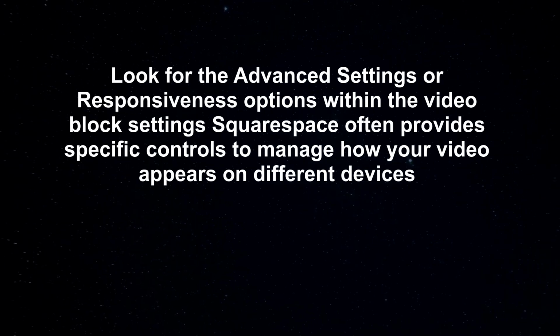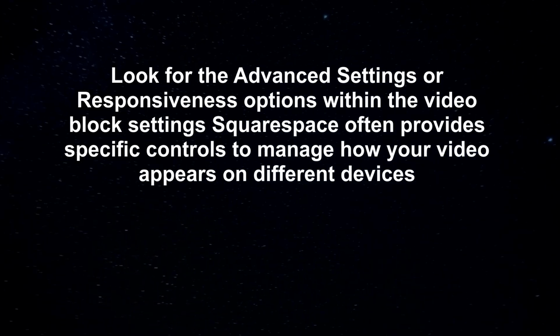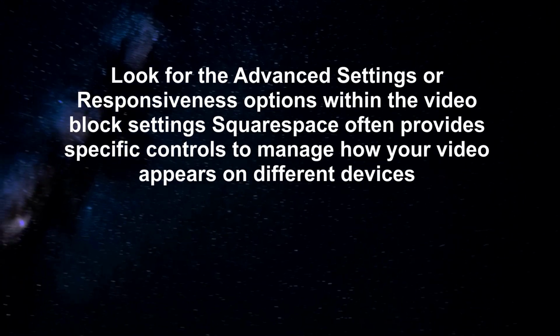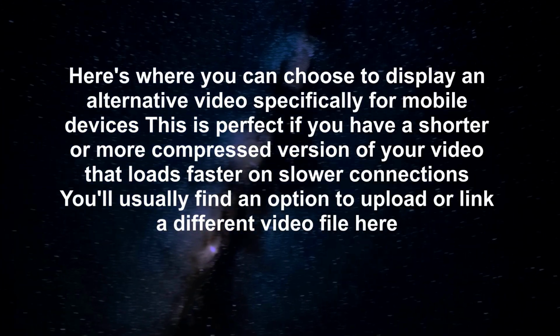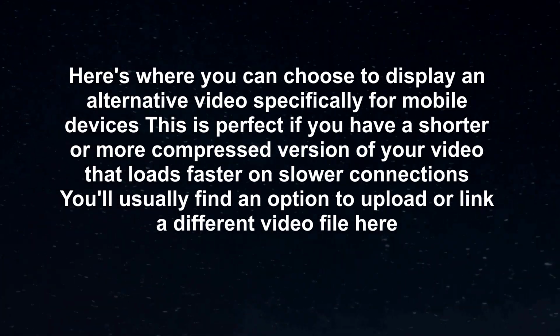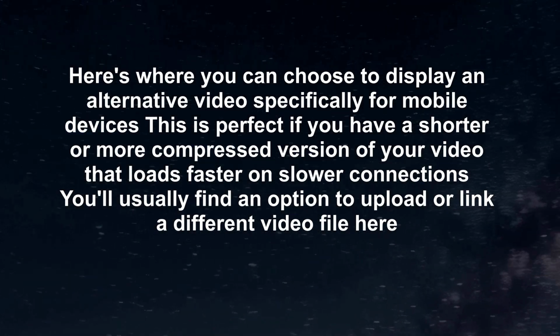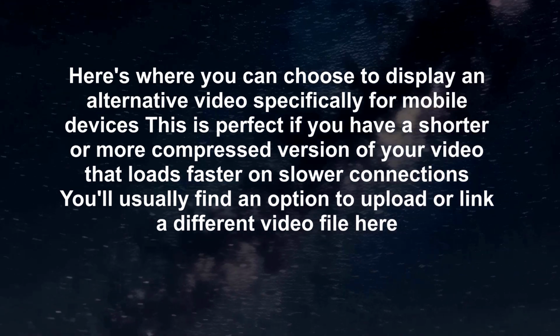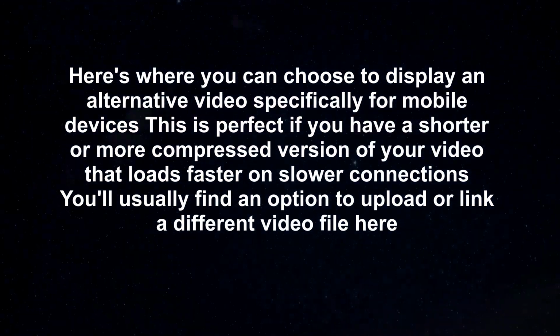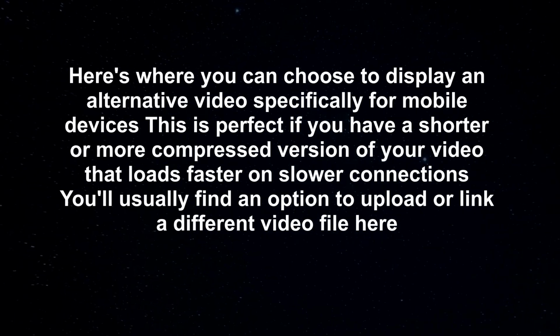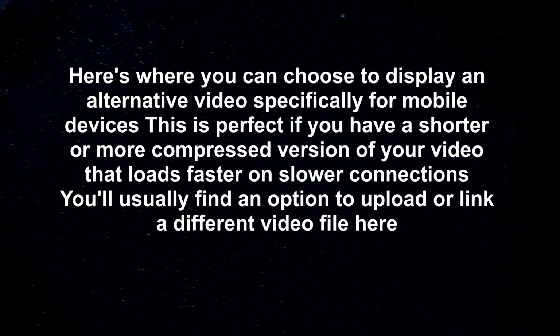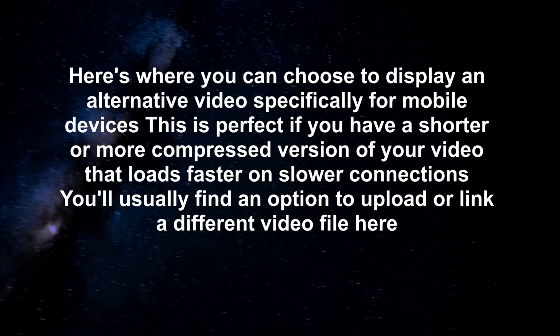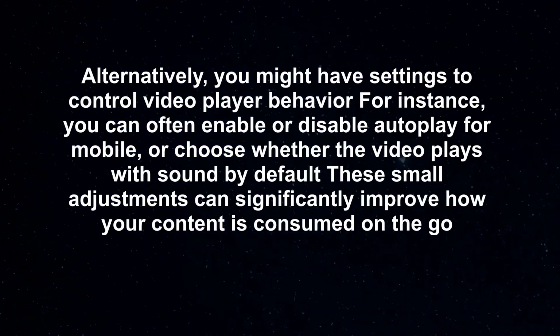Squarespace often provides specific controls to manage how your video appears on different devices. Here's where you can choose to display an alternative video specifically for mobile devices. This is perfect if you have a shorter or more compressed version of your video that loads faster on slower connections. You'll usually find an option to upload or link a different video file here.